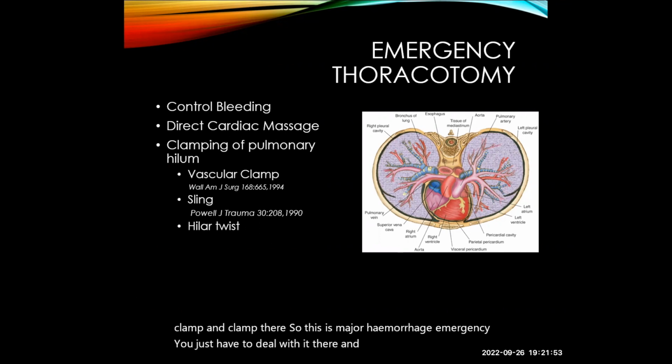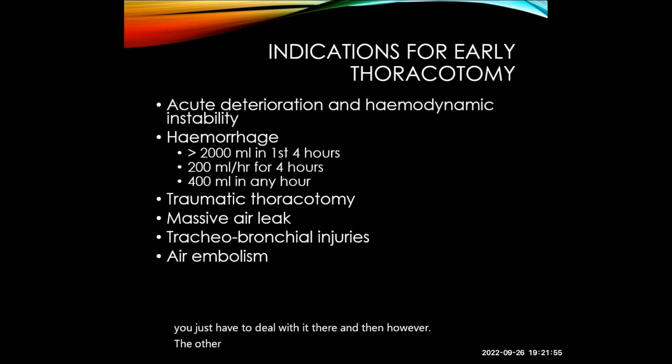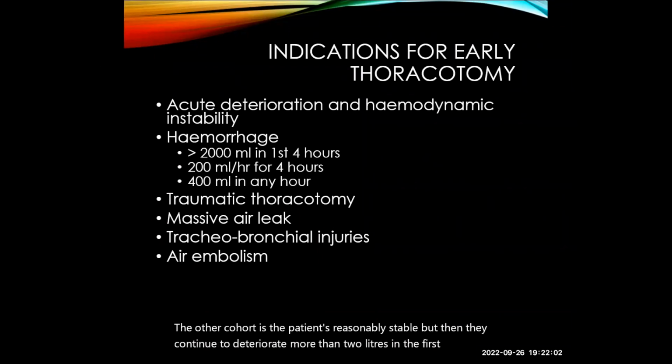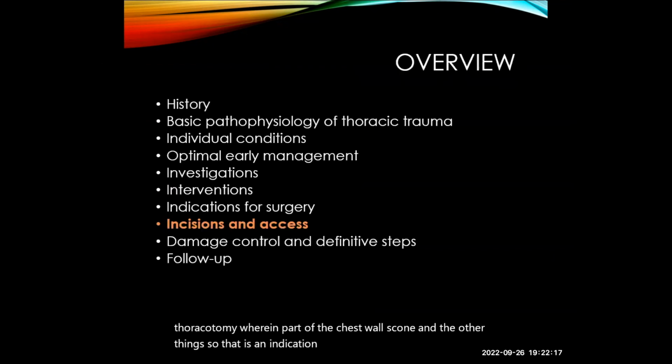However, the other cohort is the patient's reasonably stable, but then they continue to deteriorate. More than 2 liters in the first 4 hours, more than 200 mils per hour for the first 4 hours, 400 mils at the dump. And when they also have other things like a traumatic thoracotomy, wherein part of the chest wall is gone and other things. So that is an indication for you to take the patient to theatre.